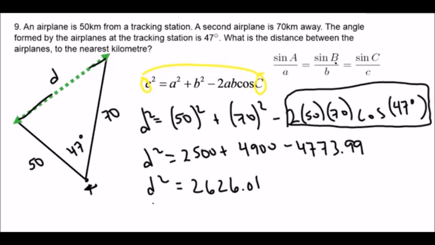2626.01. And then taking the square root of that value, oh, I think I took the cube root. Calculators. The square root of 2626.01 gives me 51.2. So the distance between the two planes is 51.2 kilometers.